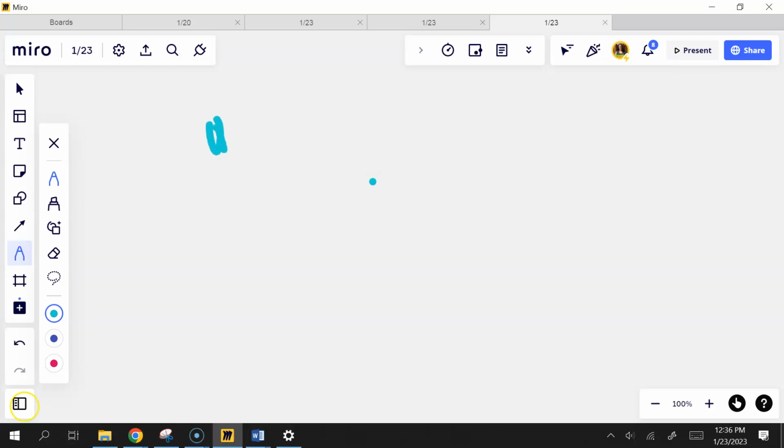Parent function for cubic is y equals x cubed. I do like that color though.